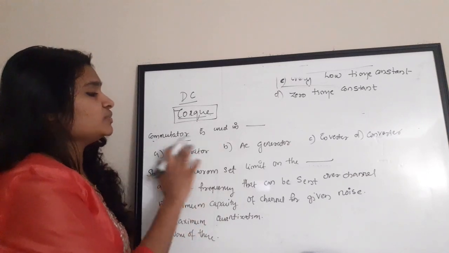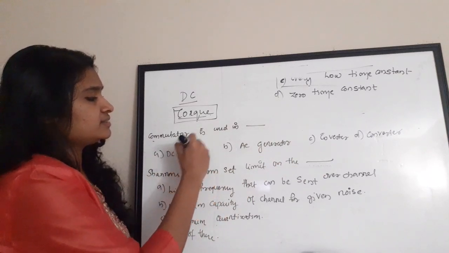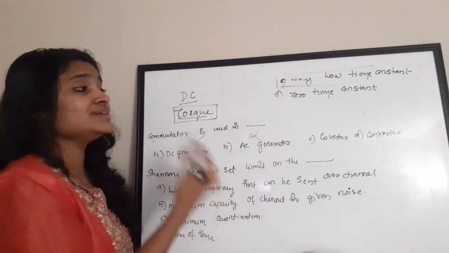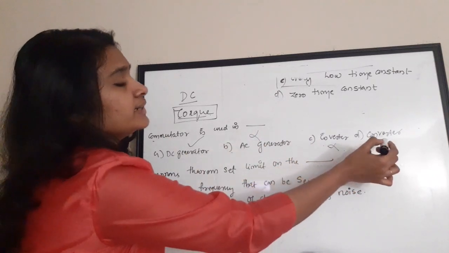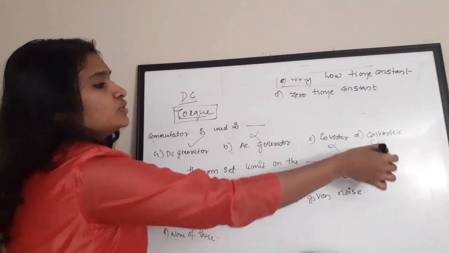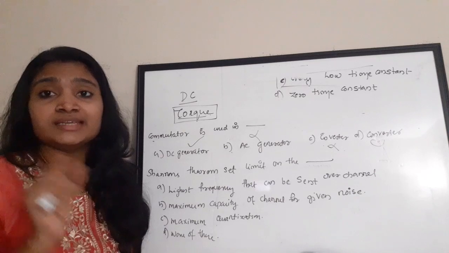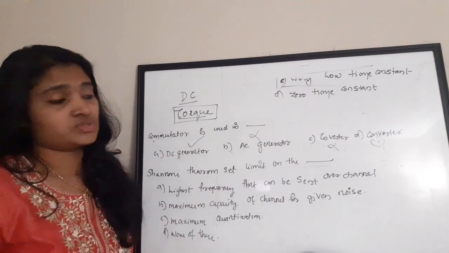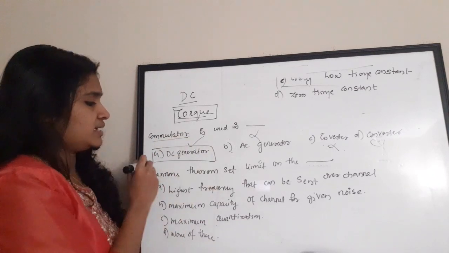Here the question is: commutator is used in dash. A, DC generator, is the correct answer. B, AC generator, no, it is used in DC machines. Inverter, no, it is not used in an inverter. And converter, no, it is also not used in converters. They are used specifically in DC machines such as DC generators and DC motors. So that is a commutator and the correct answer is option A.